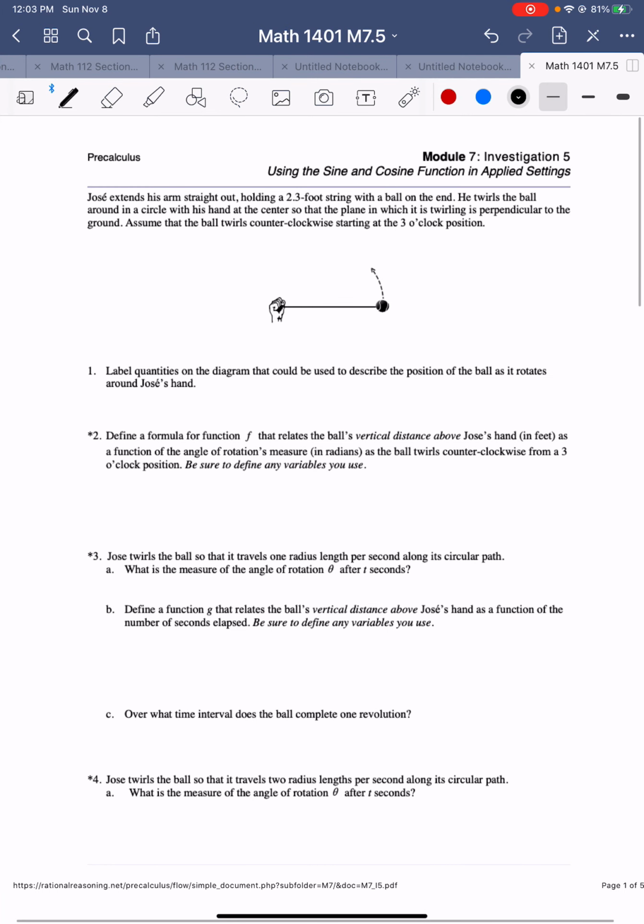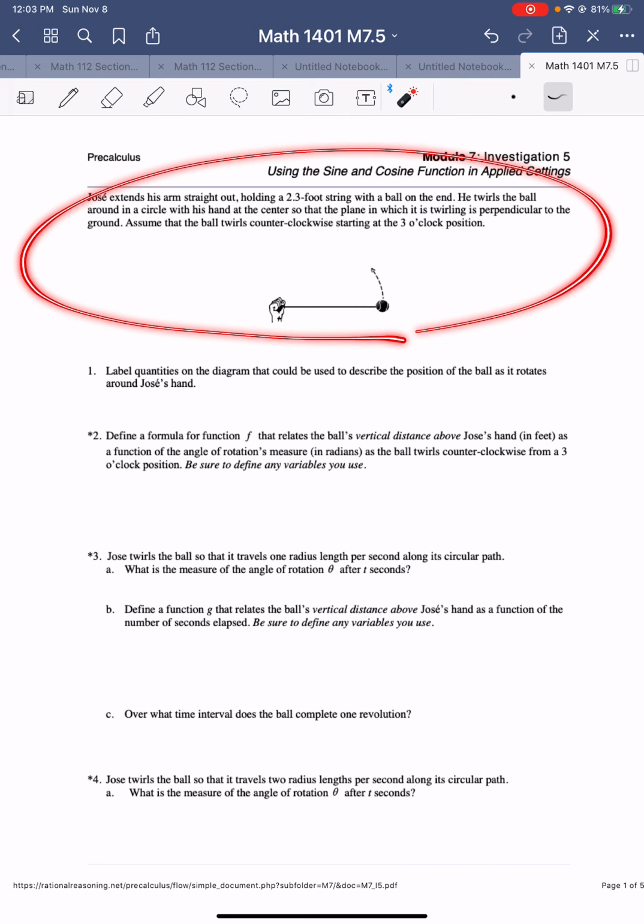Hello, this is Module 7 and Investigation 5 is about using the sine and cosine function in applied settings. We will do numbers 2, 3 and 6 for A, D, E. But when we do number 2, we need to talk about the problem. So we're going to talk about this.